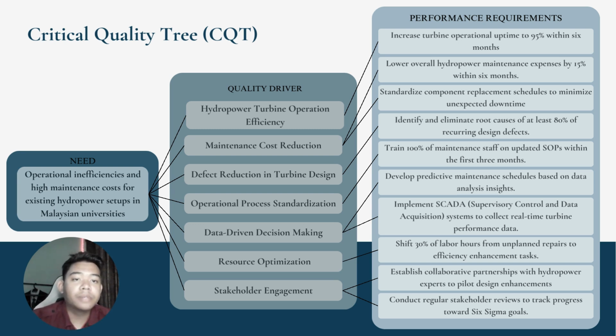The performance requirements are to lower overall hydropower maintenance expense by 15% within 6 months, and standardize component replacement schedules to minimize unexpected downtime. For the third quality driver, defect reduction in turbine design, the performance requirement is to identify and eliminate root causes of at least 18% of recurring design defects. For the fourth quality driver, operational process standardization, the performance requirement is to train 100% of maintenance staff on updated SOP within 3 months.